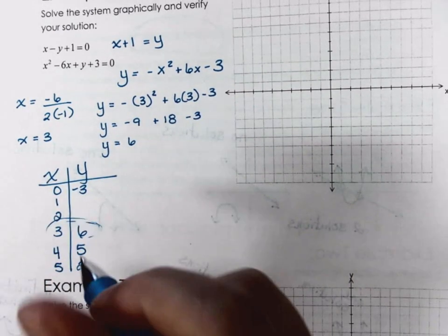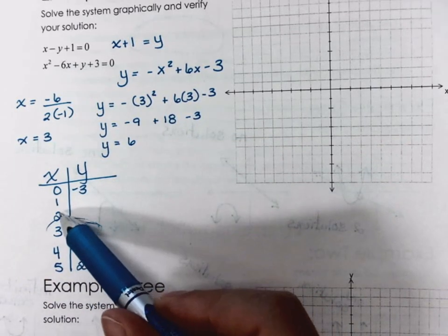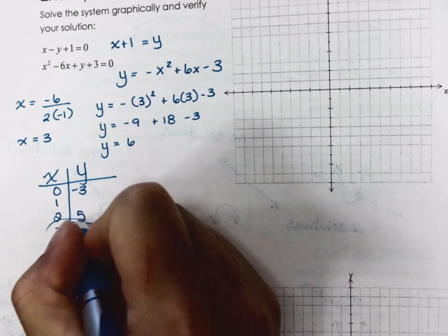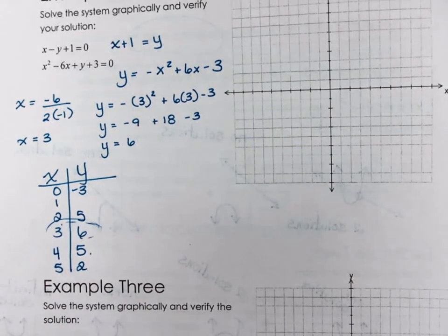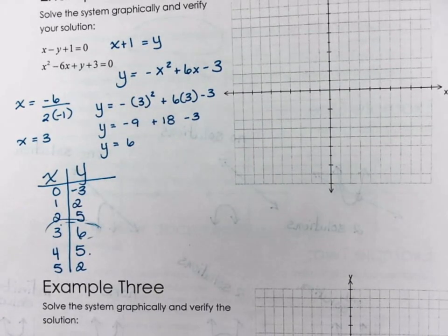So if we know this one's 1 away from the vertex on this side and it's 5, if we're 1 away from the vertex on the other side, we should anticipate that that is 5 too. What do I think 1 should be? 2. It's how much you trust your math. I don't know, I might calculate them all out. That's just who I am as a person.